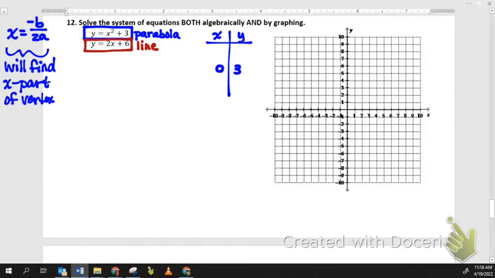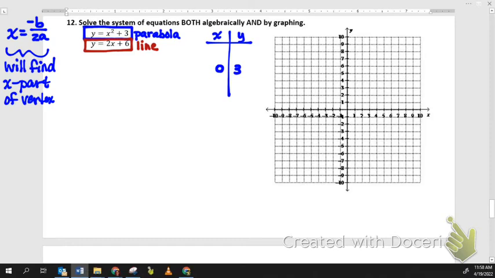And then you look at A, B, and C. What's your B value here? 3. No, that's C. 0. That's why the vertex has 0 in the x column. And then we take that 0, you substitute it in the place of x to find what your y is.